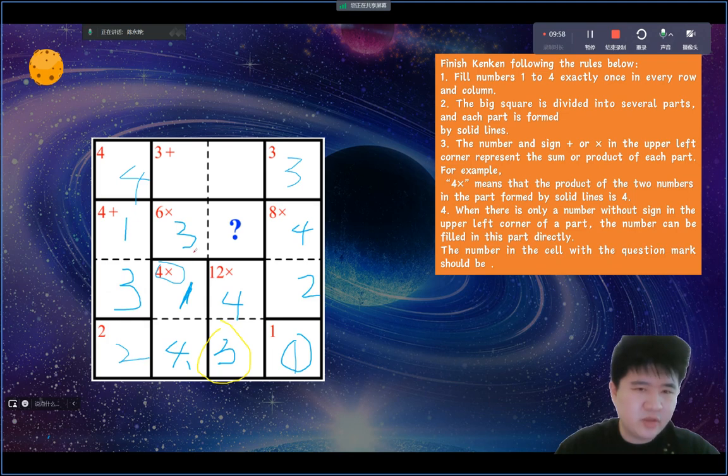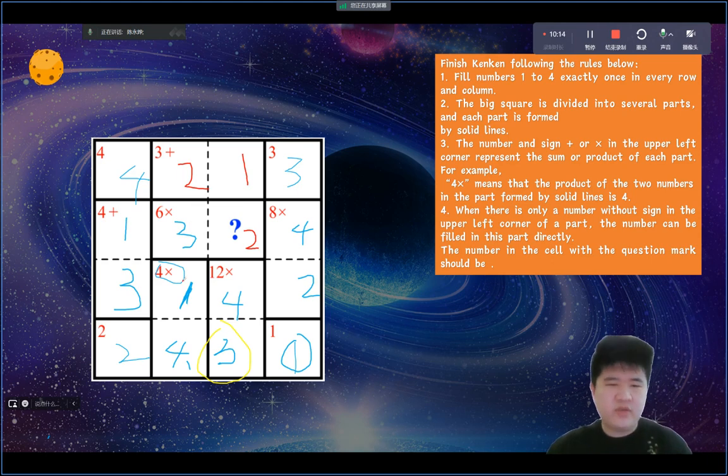So this part we just got the answer, and then for the 3 plus, it's okay for us to get it. It's 1 plus 2, and this is 2 here. We have a 1 here, and this is a 3 plus, and we have a 2 on the left. So that is everything.